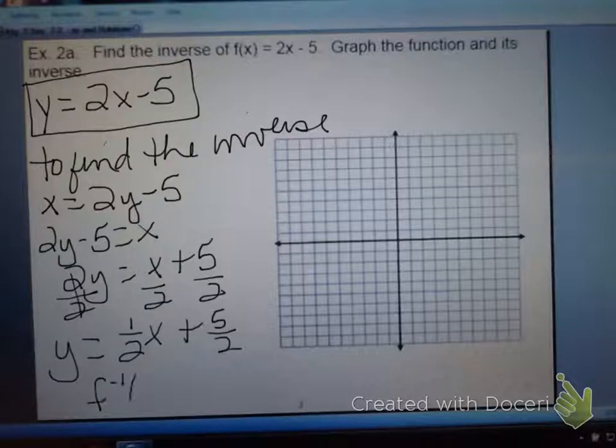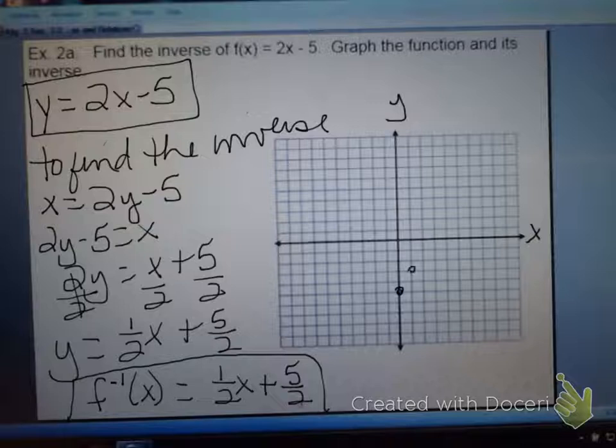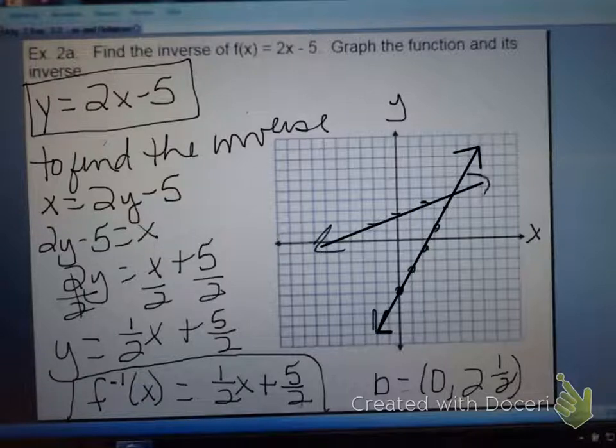Now we're going to replace that with the symbol f to the negative 1 power, which says the inverse of f of x is 1/2 x plus 5/2. Now to graph it, there is the function, and you should always label this is the function, and this is the inverse function. Again, the negative 1 power is the abbreviation for the inverse function.